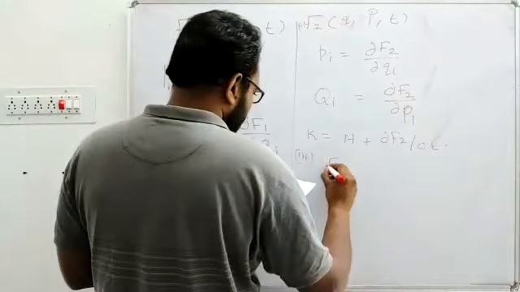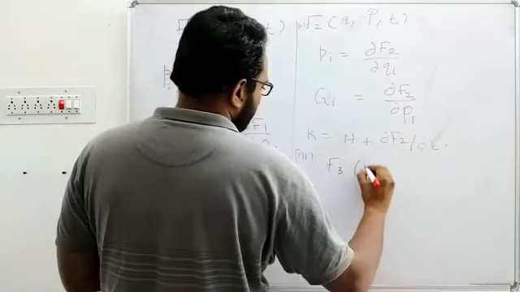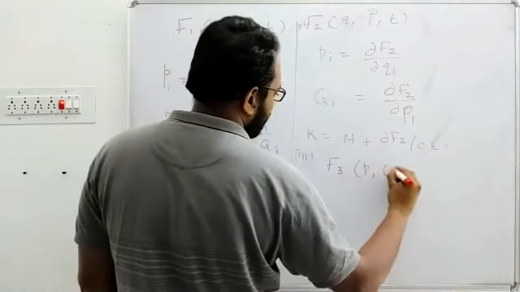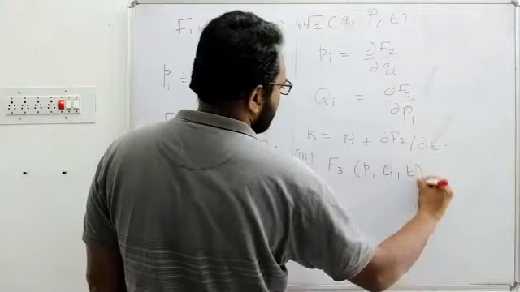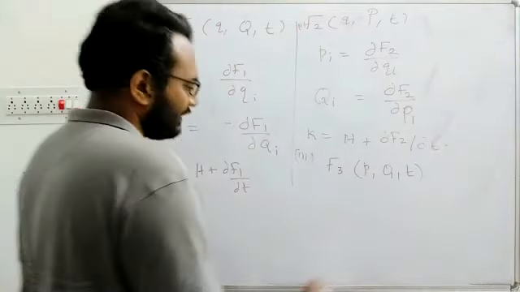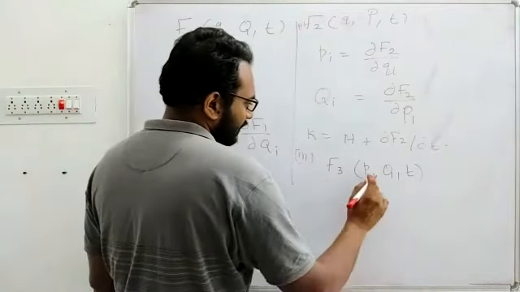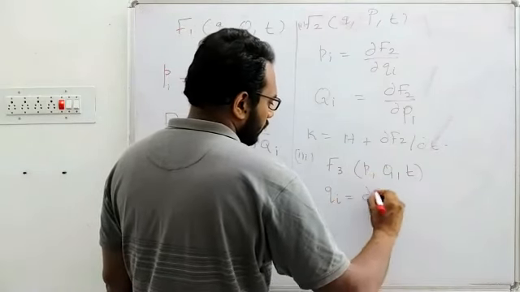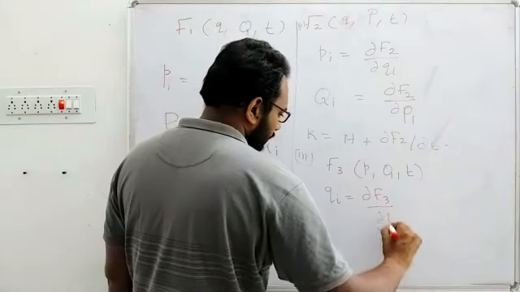F3 we took as a function of, here instead of this we take P, Q and T. Okay, it was F3. Now it's easy to write down. As we said, we have got a P there. So what we get is Qi, Qi is equal to dou F3 by dou Pi.